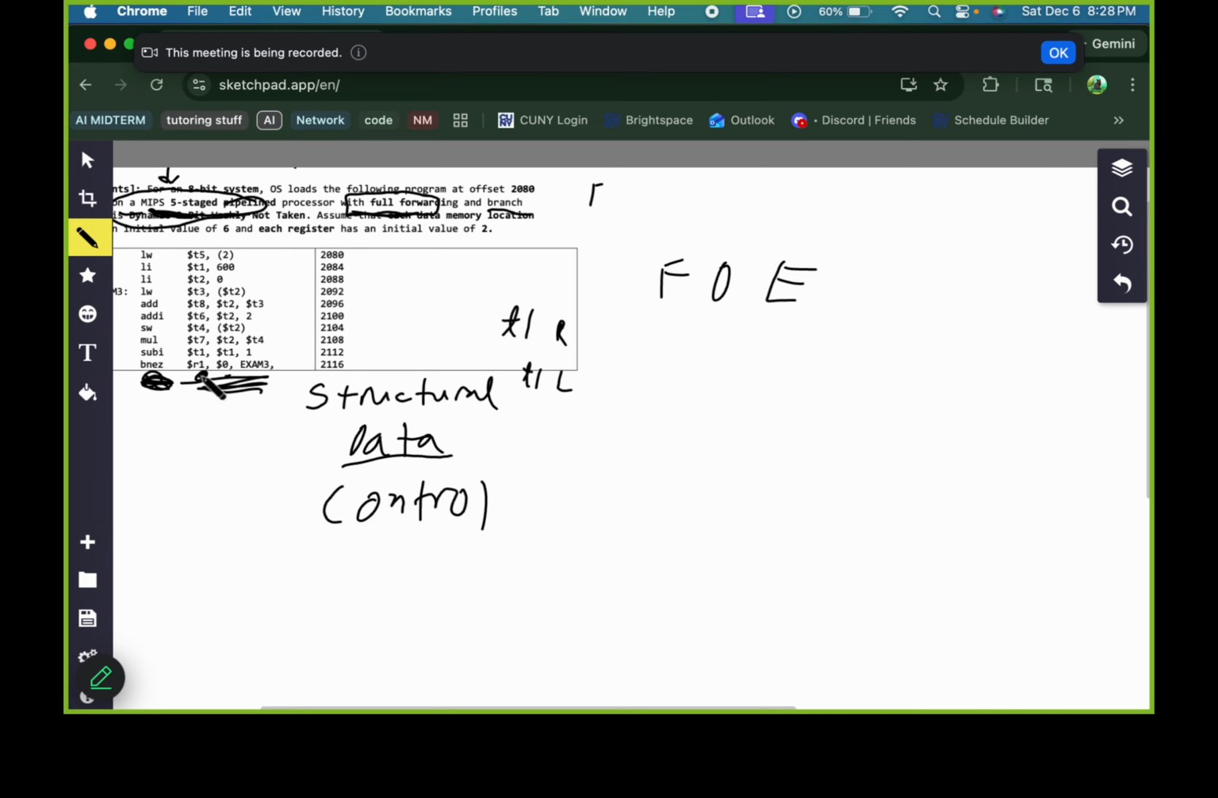Now, T1 is equal to 600. Okay, cool. 600 is not equal to 0, therefore we do the branch. But we don't know to do that until we reach exec, right? Exec is where we actually do this comparison. But when are we supposed to fetch? We should be able to fetch over here.